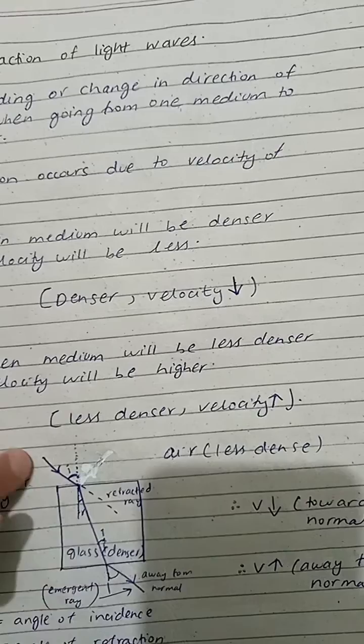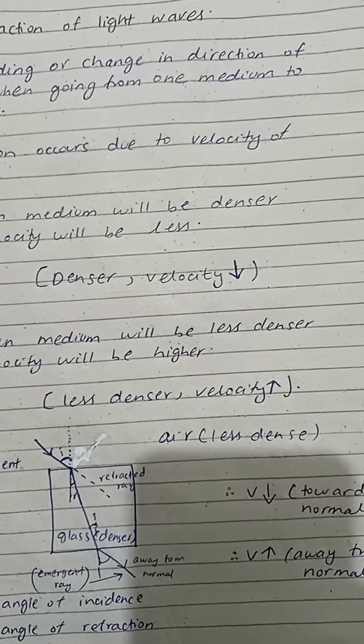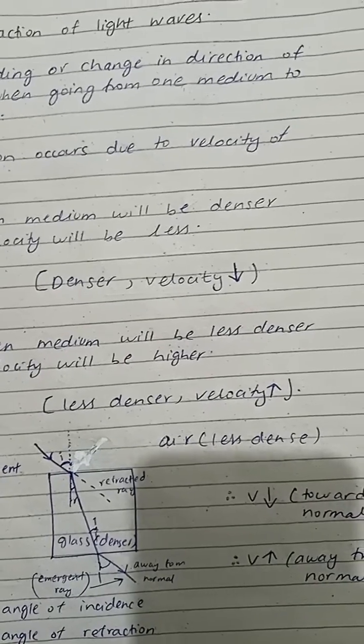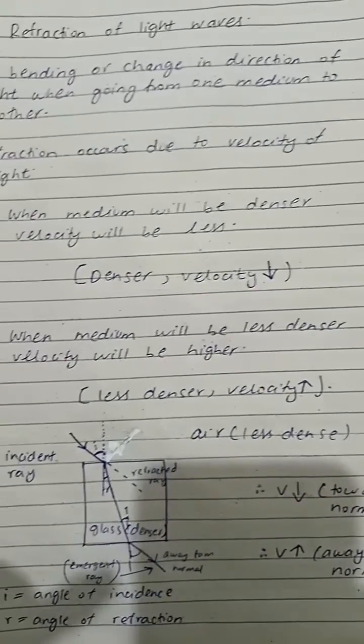So this is the incident ray, and this is the refracted ray. And when velocity is higher, it means the medium is rarer, and the light goes through very easily, which means it will bend away from the normal.